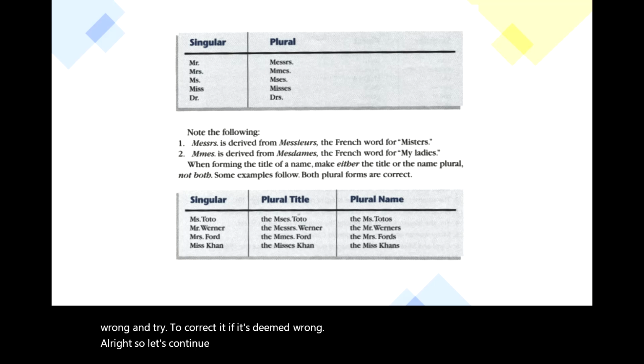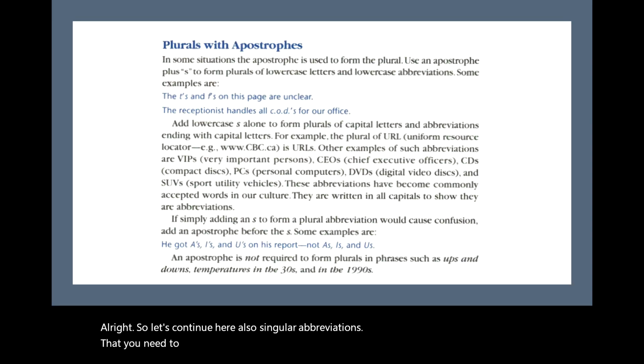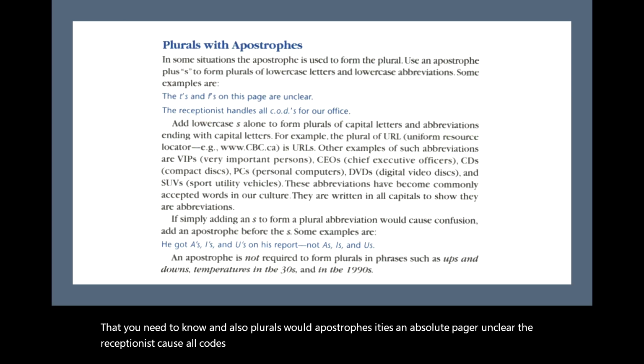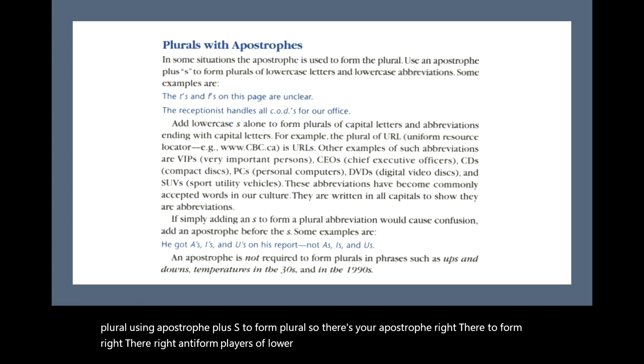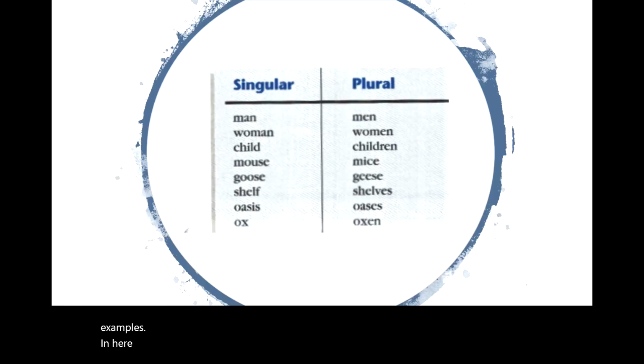Here also are singular abbreviations that you need to know. And also plurals with apostrophes. The T's and F's on the page are unclear. The receptionist calls all CODs for our office. So in some situations, the apostrophe is used to form a plural. Use an apostrophe plus S to form plurals. So there's your apostrophe right there. And to form plurals of lowercase letters and lowercase abbreviations. There are some examples. And here are singular and plural exceptions where they don't take S's. There are not many, but here are some.